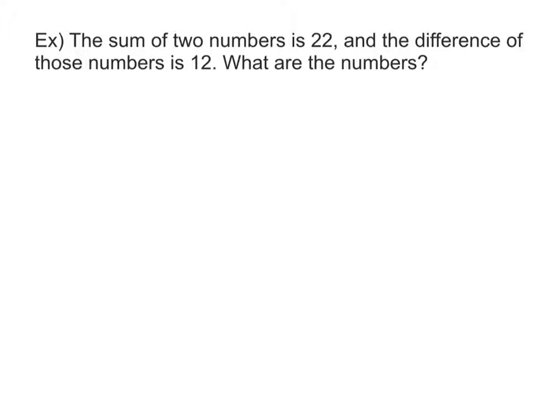Here's another example. This one deals with a word problem, and it says the sum of two numbers is 22 and the difference of those numbers is 12. What are the numbers? Well, first of all, you could obviously guess and test at this, but it's going to be probably easier algebraically to just set up two equations. The first one, it says sum of two numbers. So what does sum mean? Just add, x plus y is going to be 22. Then the difference of those two numbers would be subtract, so x minus y, and that's going to equal 12.